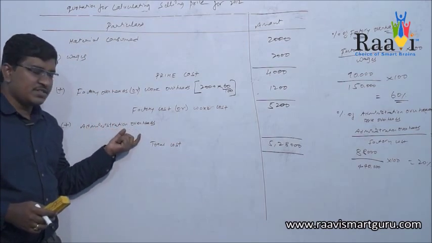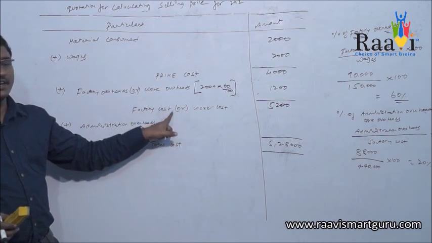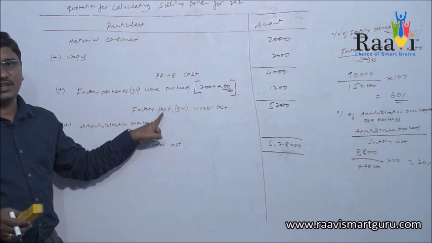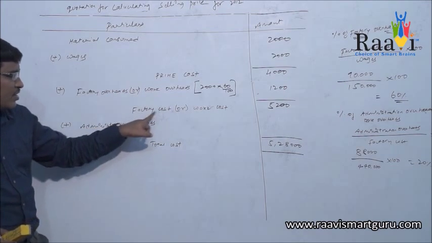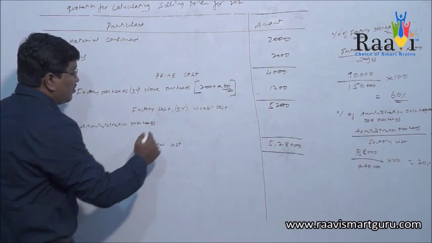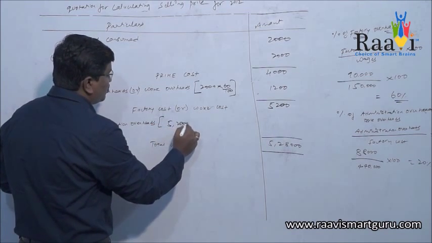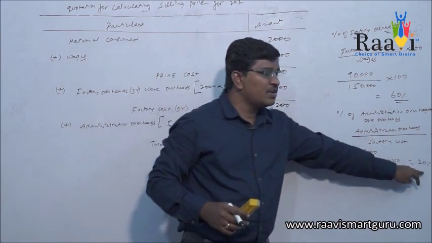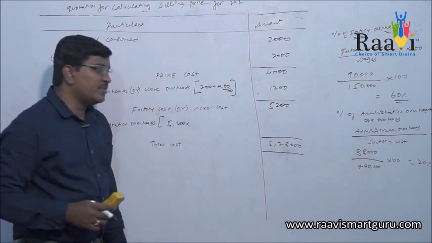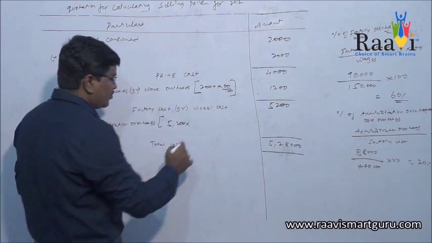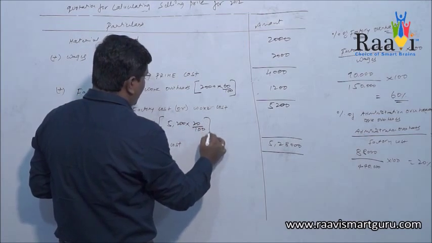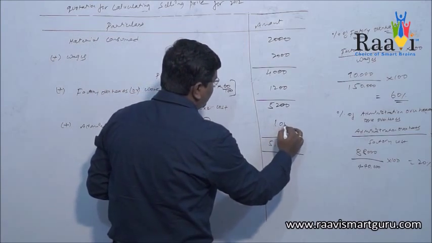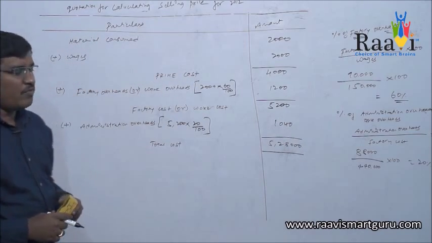This administration overhead should be calculated on factory cost. Always administration overhead should be calculated on factory cost. So the value of factory cost is 5,200 and the percentage of administration overheads, which we already calculated, is 20%. So 5,200 into 20 by 100, we will be getting a value of 1040.